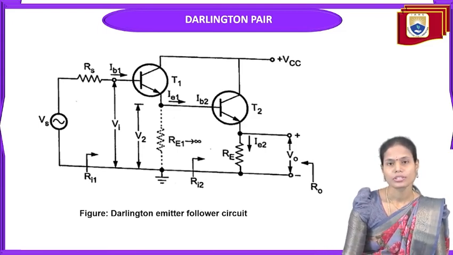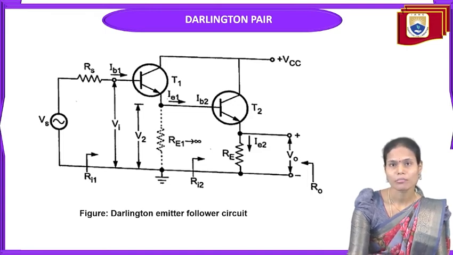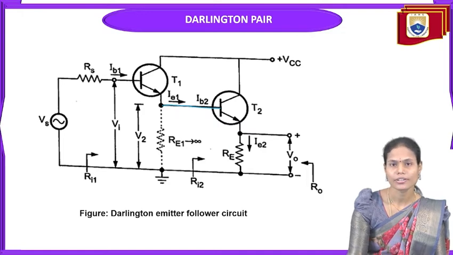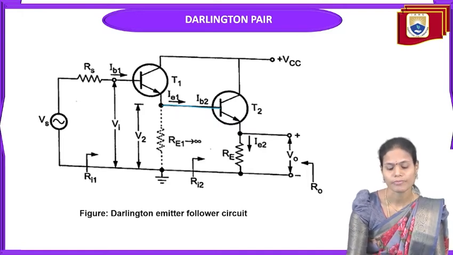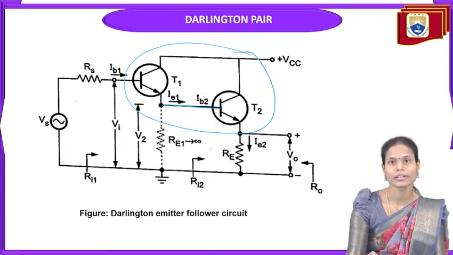So till now we discussed the Darlington pair and how to form the Darlington pair. This Darlington pair is also called the Darlington emitter follower circuit. Why? Because the second stage of the transistor is following the emitter terminal here, since the emitter terminal of the first transistor is connected to the base terminal of the second transistor. Because of that reason, Darlington pair is also called the Darlington emitter follower circuit. So this is the circuit we have discussed till now. This is the Darlington pair.